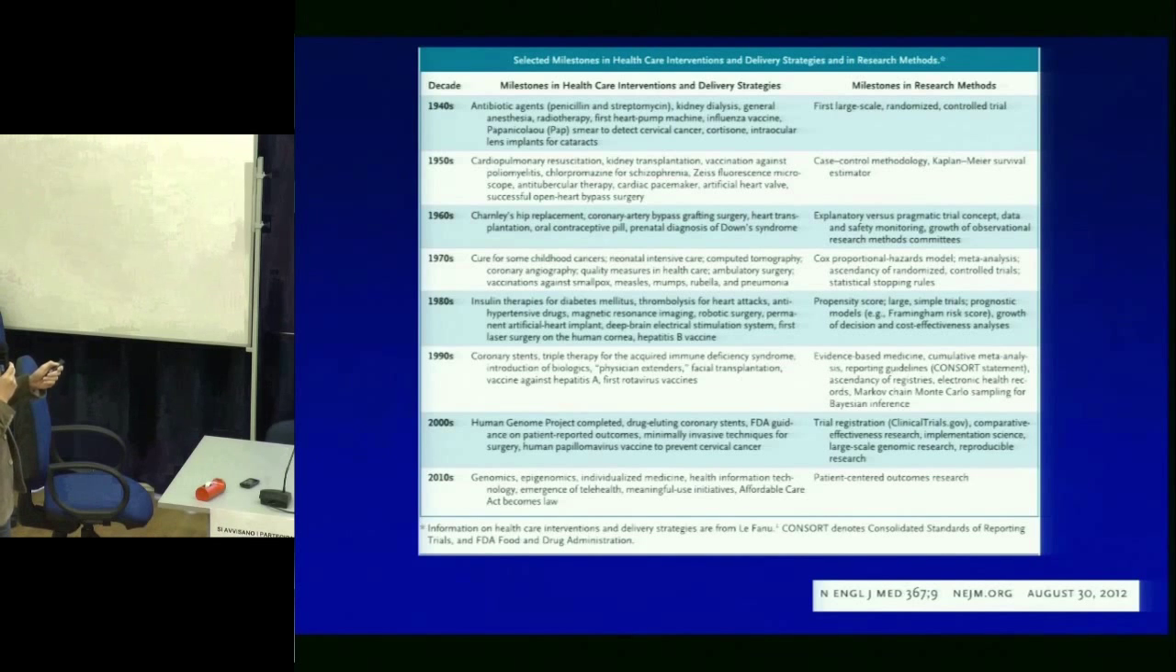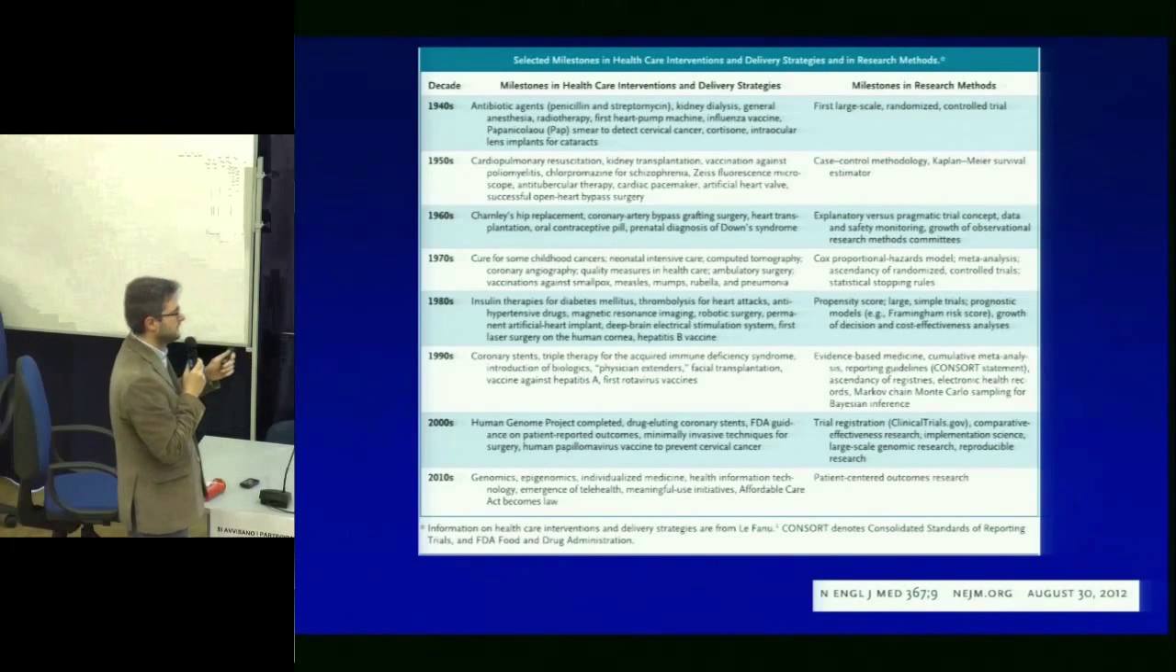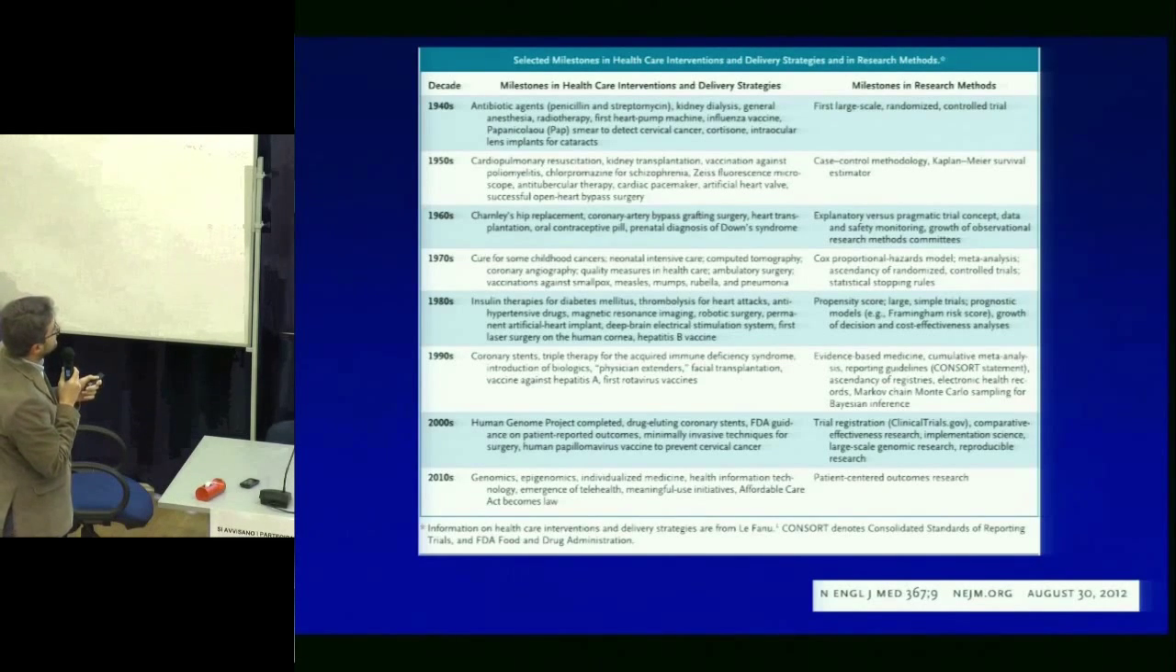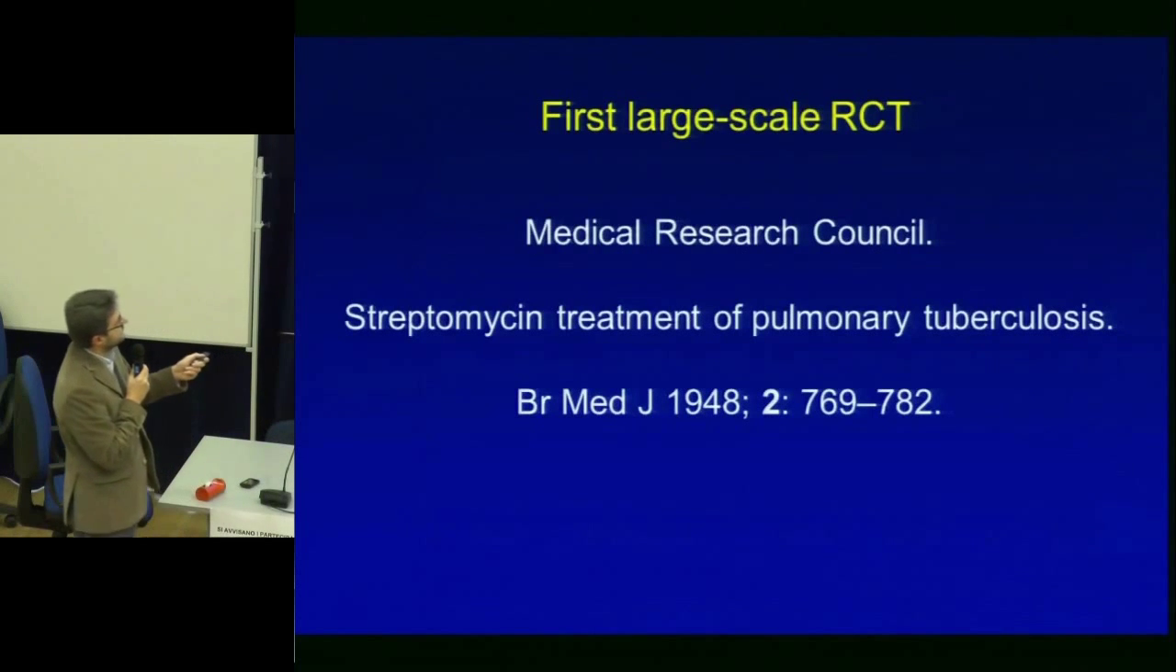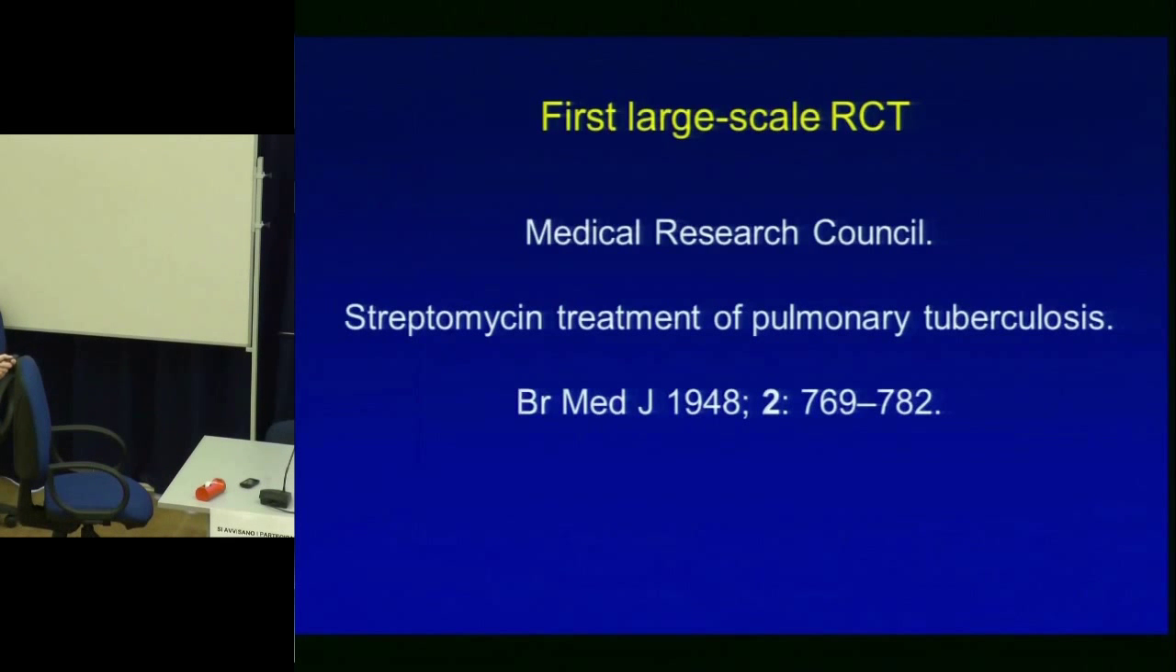And what happened? In parallel, there was an increase in the quality of research methodology, in particular for clinical studies. Maybe in preclinical studies, there was not such a good improvement. And so we started from the first modern large randomized controlled trial, published in the British Medical Journal just a few years after the Second World War: an antibiotic for the treatment of pulmonary tuberculosis in a placebo-controlled randomized trial. That was the beginning of the modern era of clinical research.